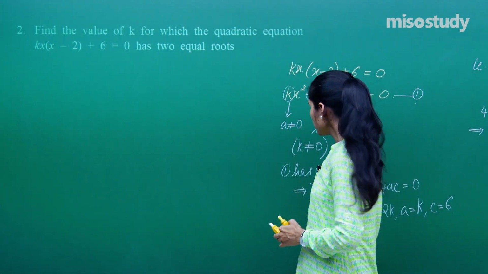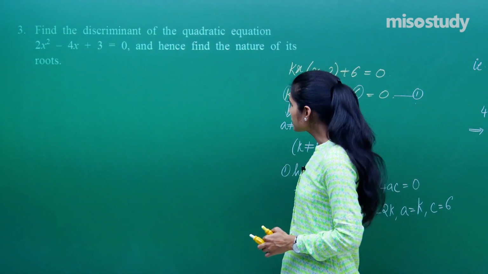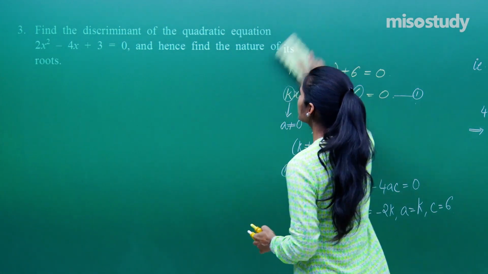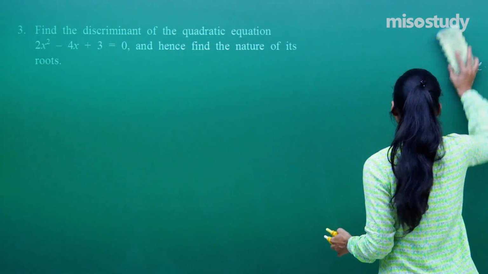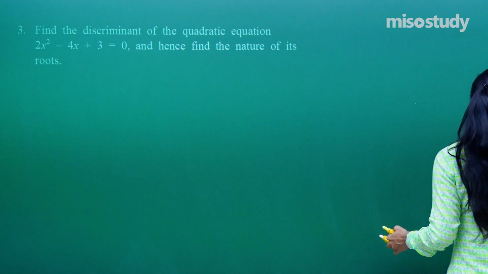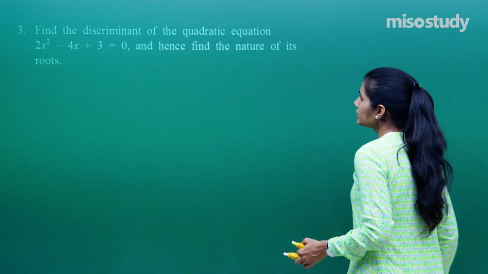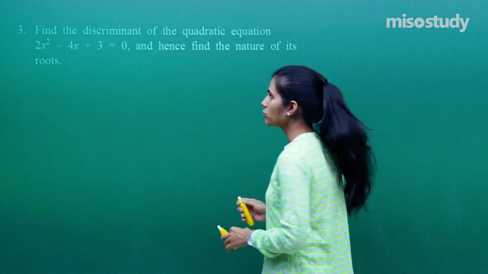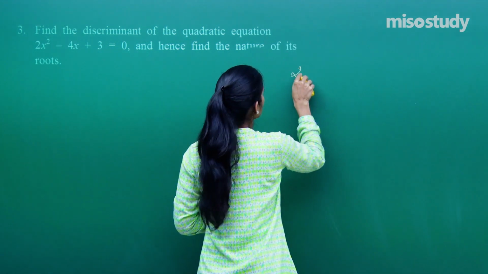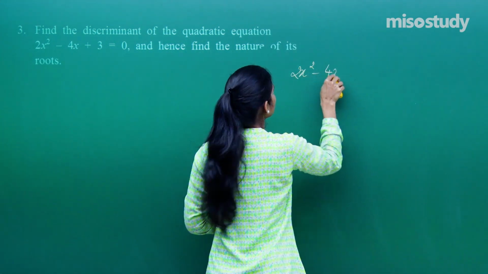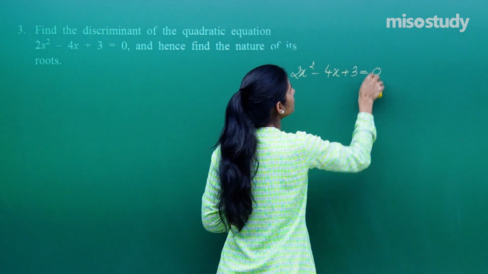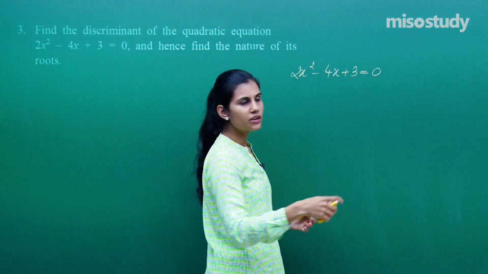Okay? Moving to the next question, we have: find the discriminant of the quadratic equation given to you and hence find the nature of its roots. So you know how the discriminant gives you detailed information about the nature of the roots of a quadratic equation. If you have 2x square minus 4x plus 3 equals 0, this is the quadratic equation. Compare it with the general form.